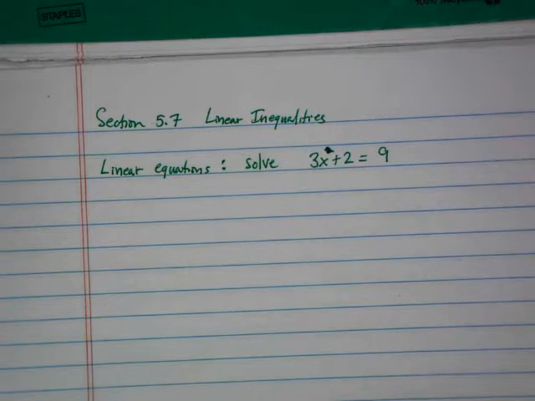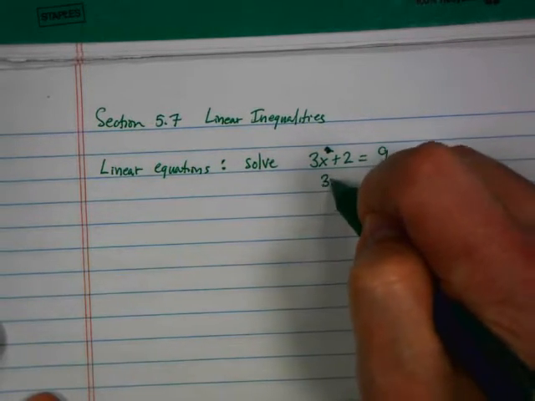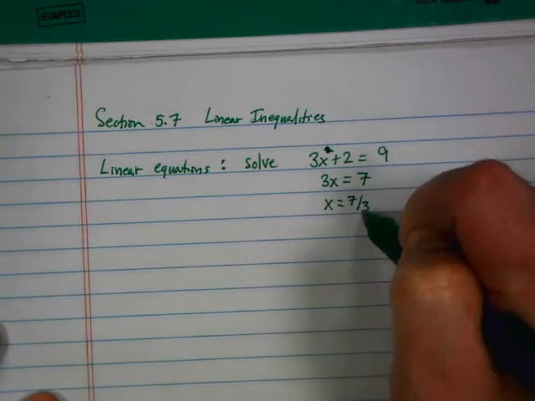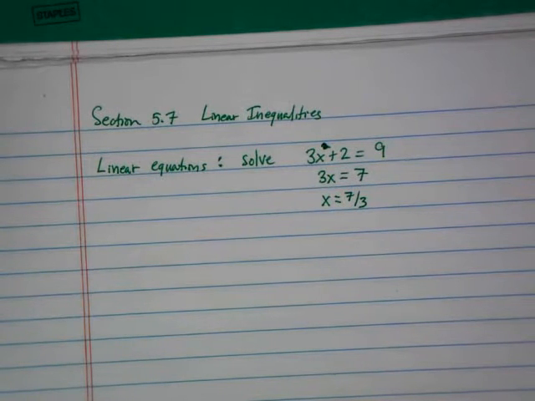Okay? How would you solve that linear equation? Subtract 2 and then divide by 3. So our answer would be x equals 7/3. So linear means all variables have power of 1. That is correct.